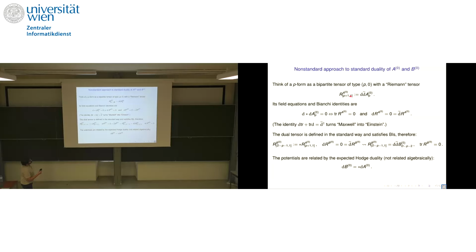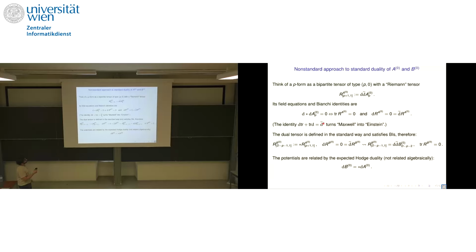Now, the field equations and Bianchi identities of this are, well, the Bianchi identities are obvious. They are dR and d twiddle R equals 0. Now, the field equations are trace R equals 0, which are Einstein equations, right? Well, of course, this is a P form. Satisfying Einstein equations, you would say.